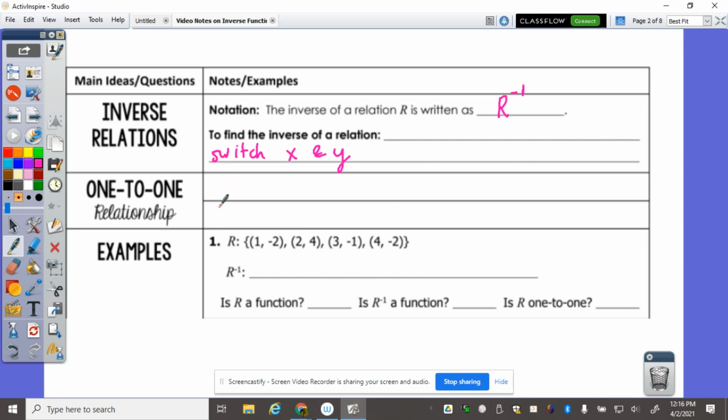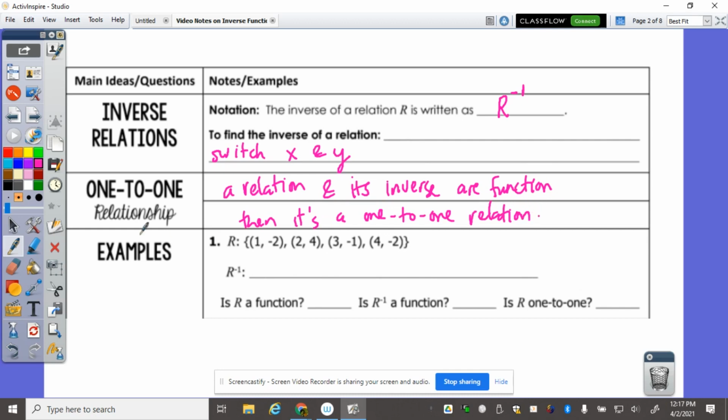The one-to-one relationship. If a relation and its inverse are a function, then it is a one-to-one relation. So a given relation has to be a function, and at the same time its inverse has to be a function, for you to consider that they have a one-to-one relation. So what's the meaning of that?